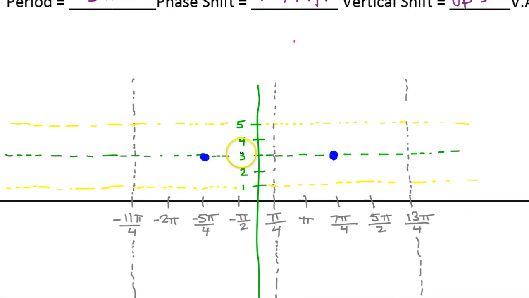Now, I need an additional point though for this. Halfway over at -pi over 2, the graph should pass through the A value. That's why I put these yellow lines here. So halfway over, I should have a point right here, at 5. So I'm going to rise, but I'm going to make sure that I hit that point as I go, and I approach the asymptotes.